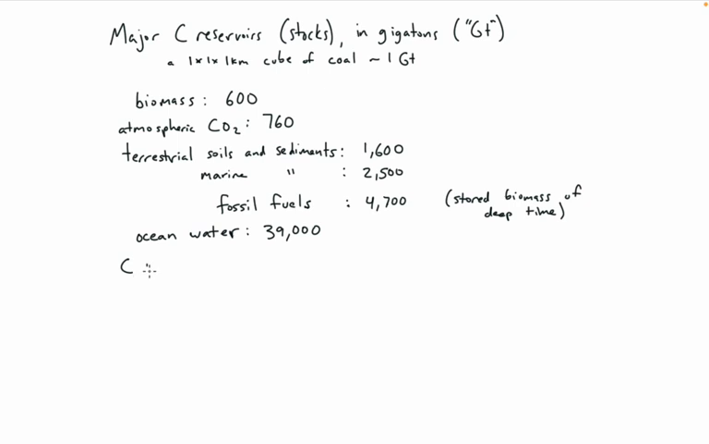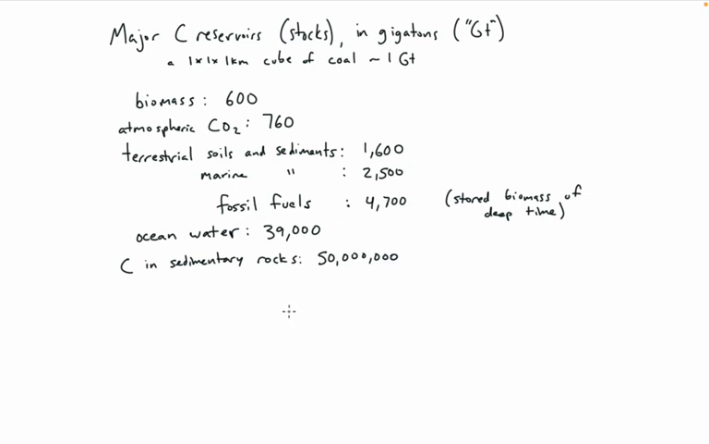And the last reservoir we'll talk about here is the carbon in sedimentary rocks. And that dwarfs it all, around 50 million gigatons. A small portion of that is concentrated enough to be considered fossil fuels, but most of it's pretty spread out in the rocks. And again, that's the carbon that's been pulled out of the atmosphere over geologic time.